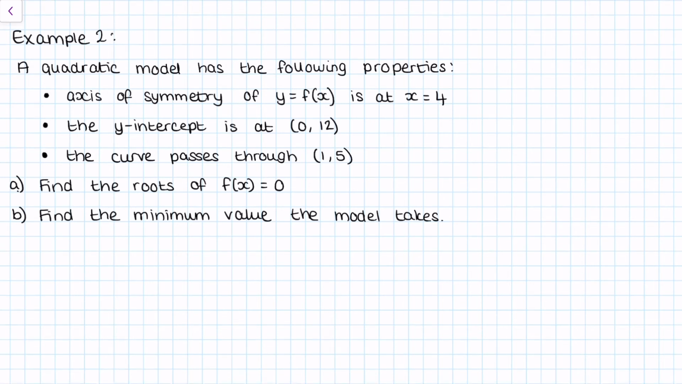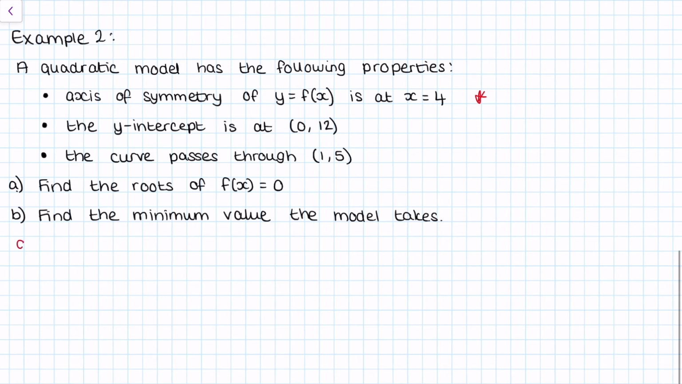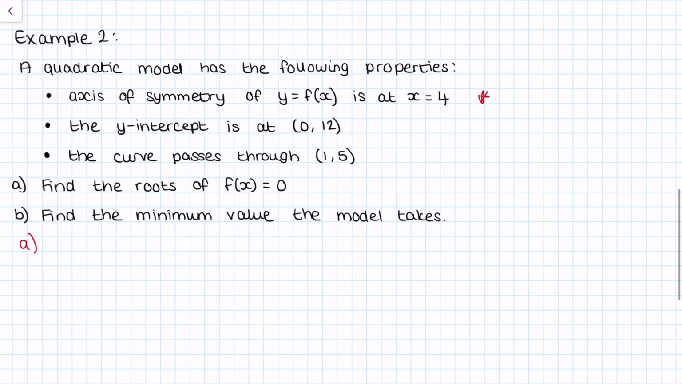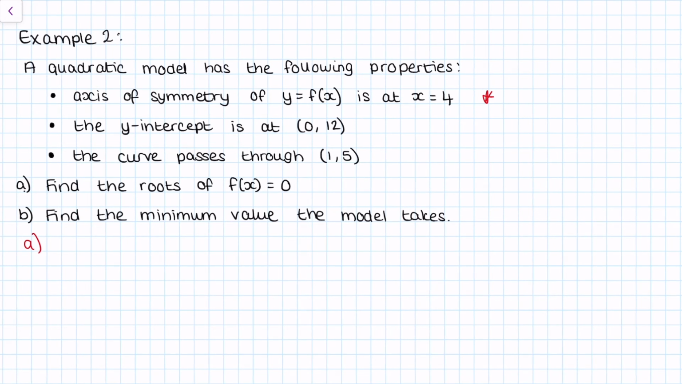So we're going to start with the first point here, the axis of symmetry of y equals f(x) is at x equals 4. So that just means our axis of symmetry is at x equals 4. We have an equation for that, which is negative b over 2a equals x, our axis of symmetry. We know that that is 4, so negative b over 2a must equal 4.